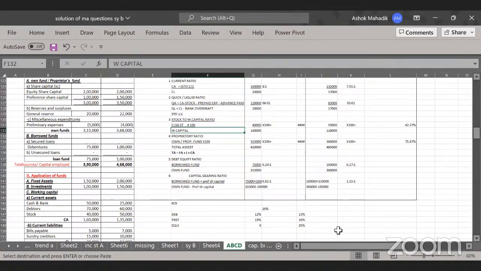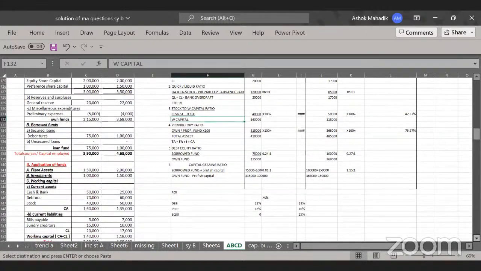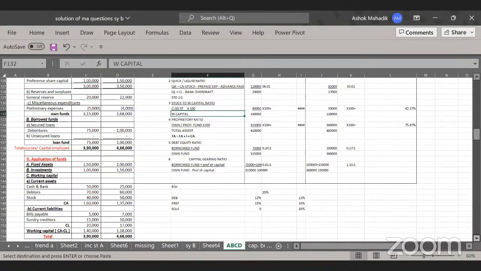In balance sheet, the very first ratio is current ratio. The formula for current ratio is current assets upon current liabilities. You can have a look at the balance sheet asset side, that is application of funds. Fixed assets are given, investments are given, and below that you find working capital.